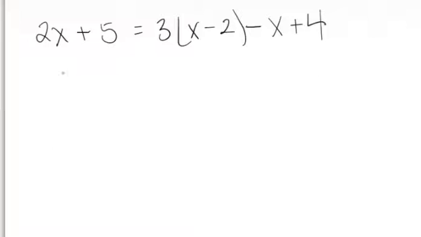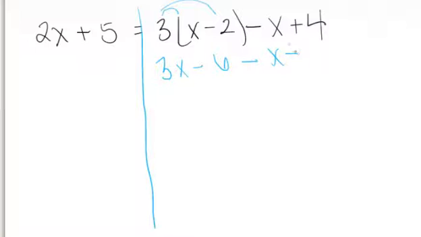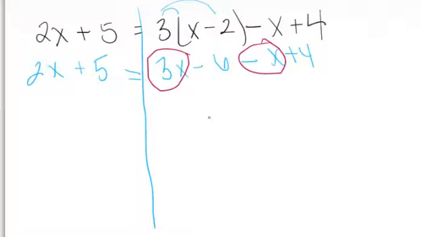Alright, we have equations, we got stuff going on both sides, so let's break it down the middle and isolate stuff. So this is going to be 3 times this. We get 3x minus 6 minus x plus 4. That all equals 2x plus 5. Now the left-hand side we can simplify: we can combine 3x and negative x, and that would end up with 2x. And then we can combine negative 6 with positive 4, which would give me a negative 2.